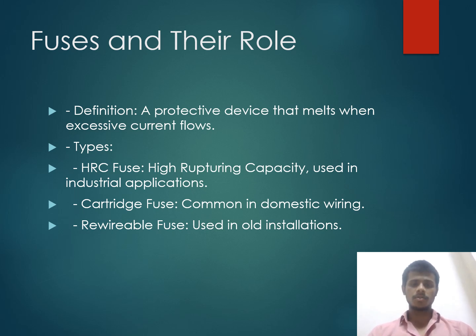There are types of fuses. HRC fuse, high rupturing capacity, is used in industrial applications. Since we use a huge amount of current load in industries, we need a high rupturing capacity fuse so that it can withstand a huge amount of voltage. Cartridge fuse is common in domestic wiring. Rewirable fuse is used in old installations.